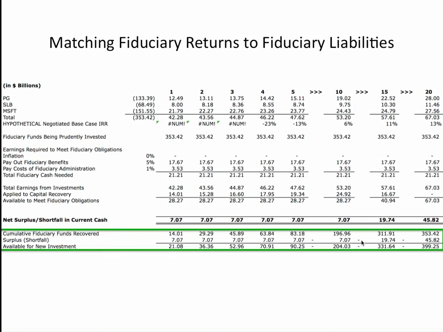Then we've got these additional surpluses, so that gives us the amount of money that is available for reinvestment, which will really turbocharge this portfolio and open up a lot of other very interesting possibilities. So that is how the equity split matches fiduciary returns to fiduciary liabilities.